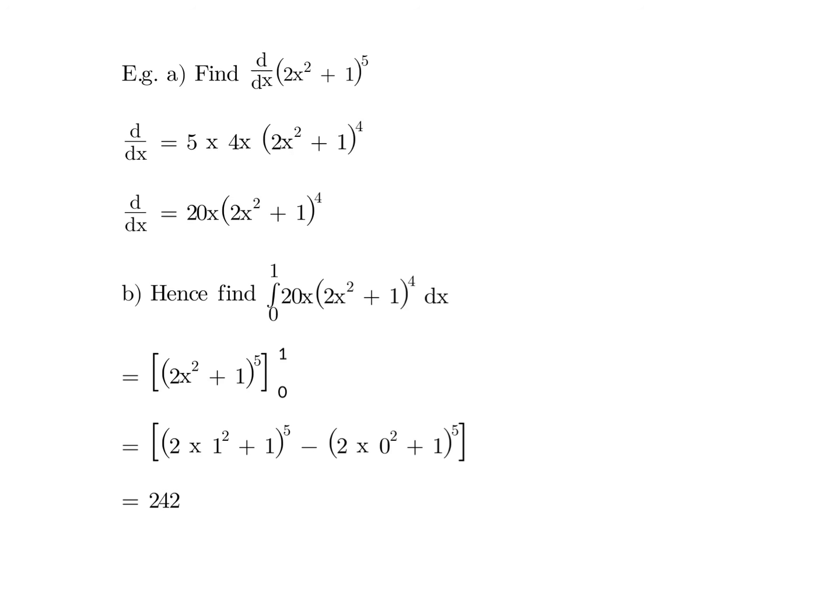So we sub 1 in minus subbing 0 in. We get 3 to the 5 minus 1 to the 5, which gets us 242.